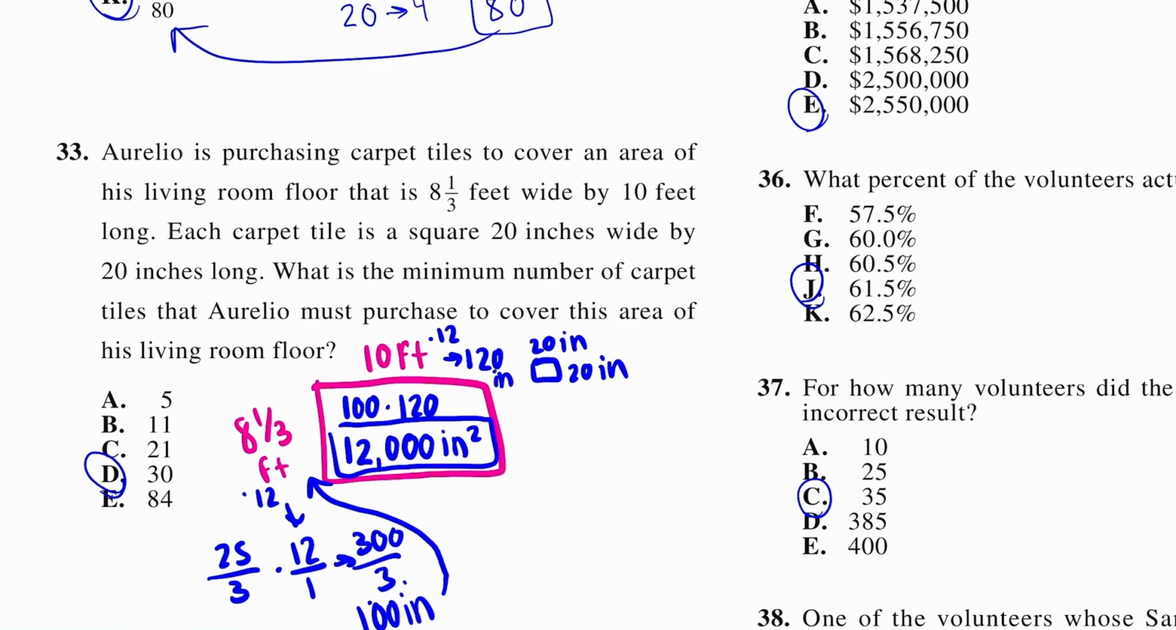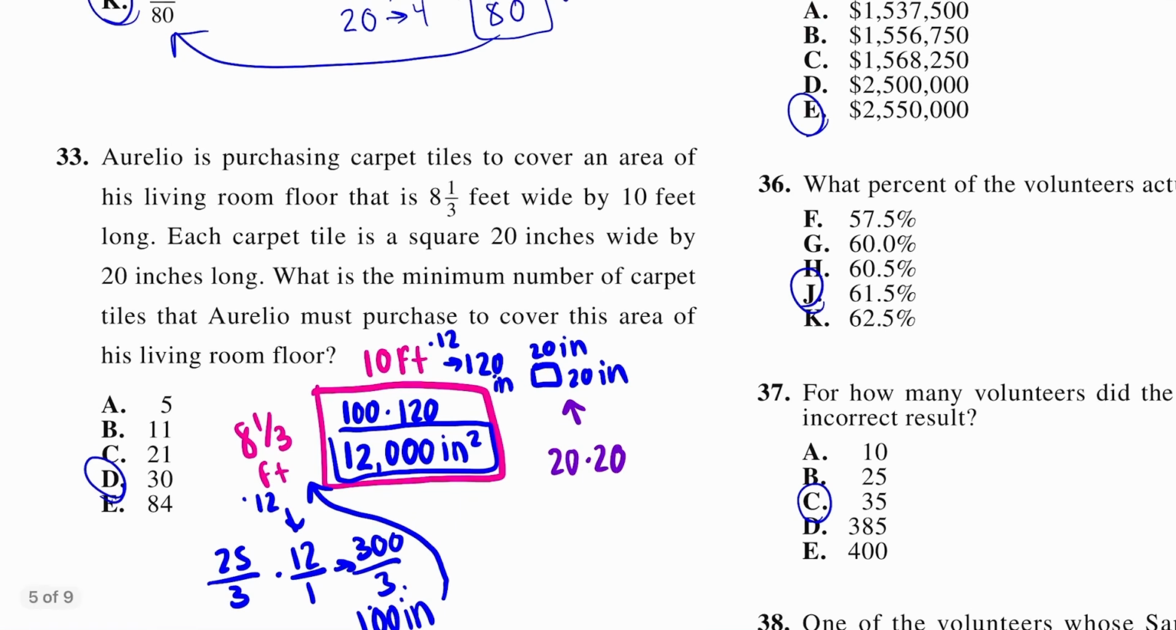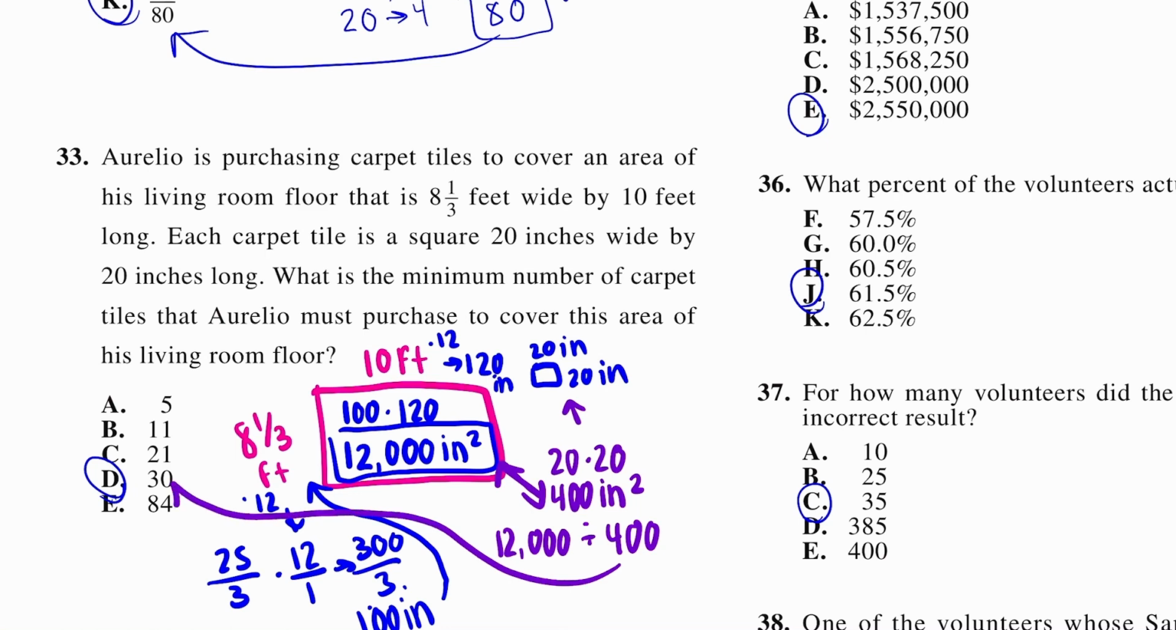The area of the little carpet tile here is just length times width. And 20 times 20 is just 400. 400 inches squared. So let's divide these two. 12,000 divided by 400 gets me D, which is 30. So that one checks out.